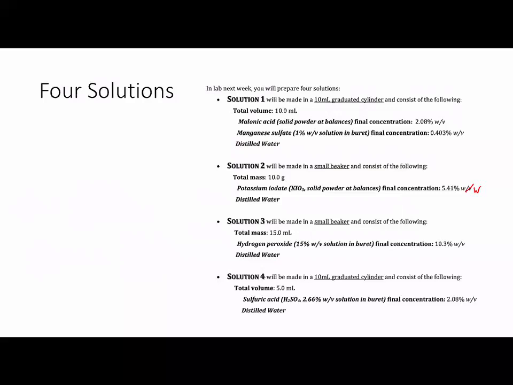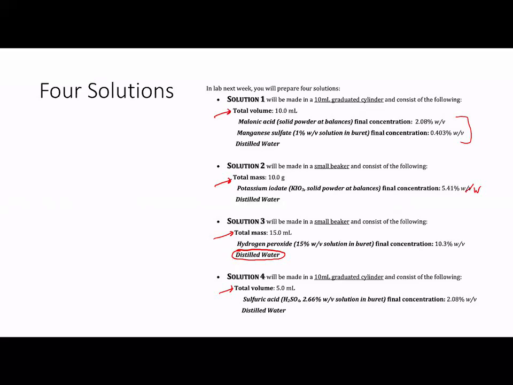All of the information for each of the solutions is given in the synopsis, such as the total volume. You know that solution 1 will be 10 milliliters. You know that solution 2 will be 10 grams, even though it is a liquid solution. We can use the balance to measure the mass of a liquid. And solution 3 will be 15 milliliters, and 4 will be 5 milliliters. And then it tells you what's in each one of the solutions. Notice how in each solution, distilled water is used. And we'll go through that as we move through each one of these in detail.